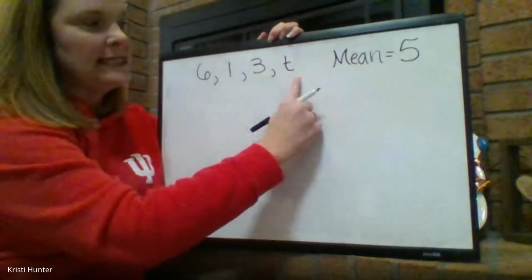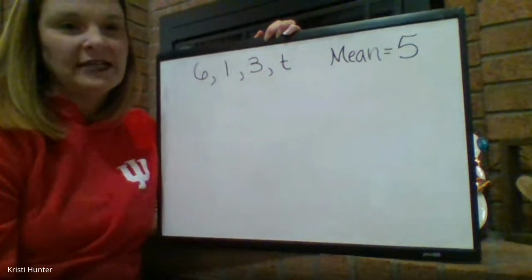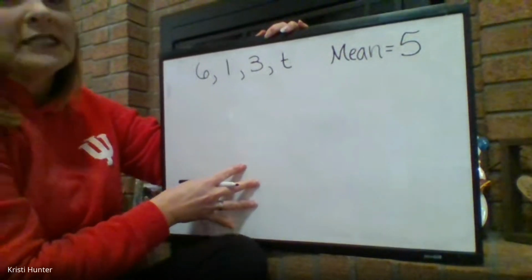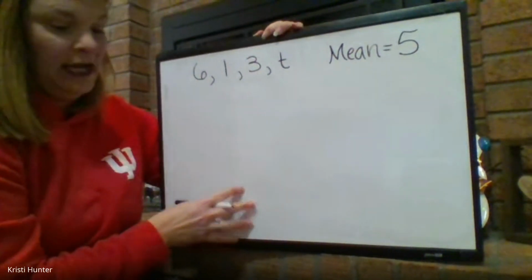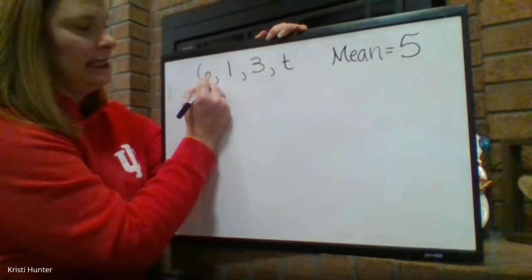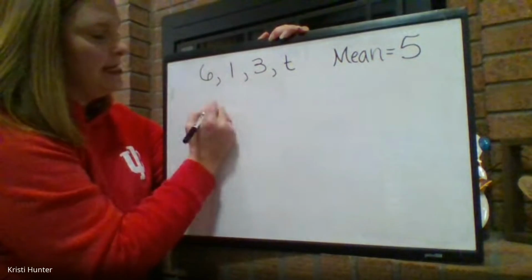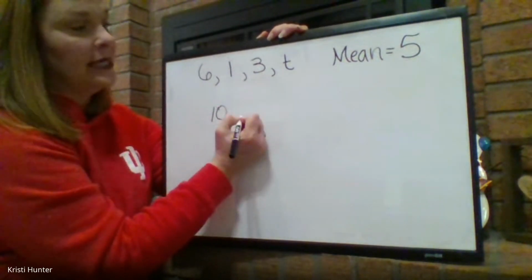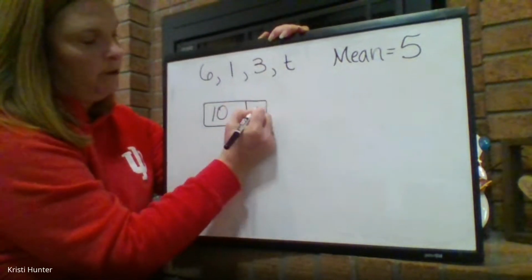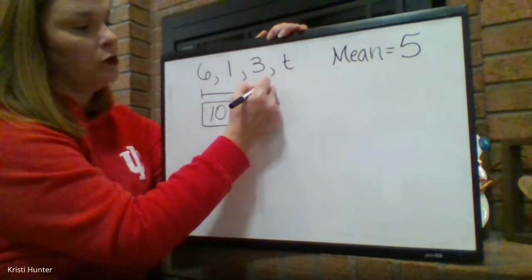Okay, so here's my data set again. And I know my mean, my measure of center is going to be 5. Okay, so using what I did yesterday, here's what we did. We added up the numbers we knew. So 6 plus 1 plus 3. So that would give me 10. Plus I have a missing value. So if I take 10 plus a T, it's got to add up to this total amount.